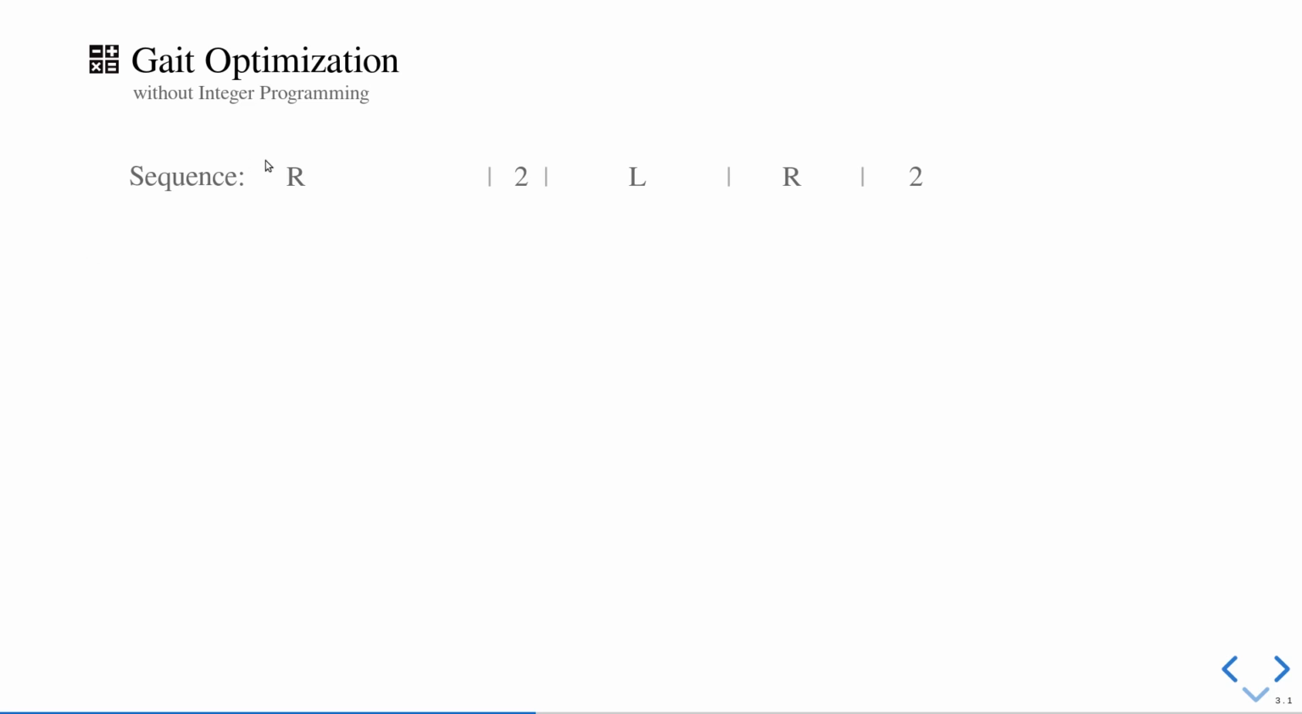If we look at, for instance, a sequence for a biped robot here, we have a sequence with a right leg in contact, a double support phase, a left leg in contact, right leg in contact, and again a double support phase. This sequence is defined by integer variables. These are not continuous variables, but each phase here, right, double support, left, is an integer variable.